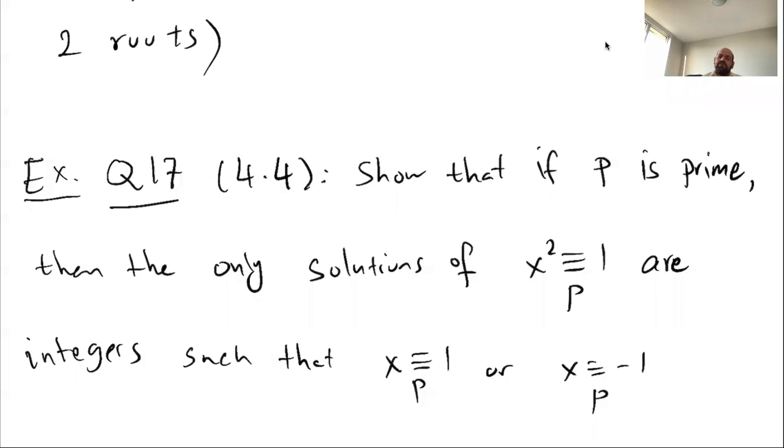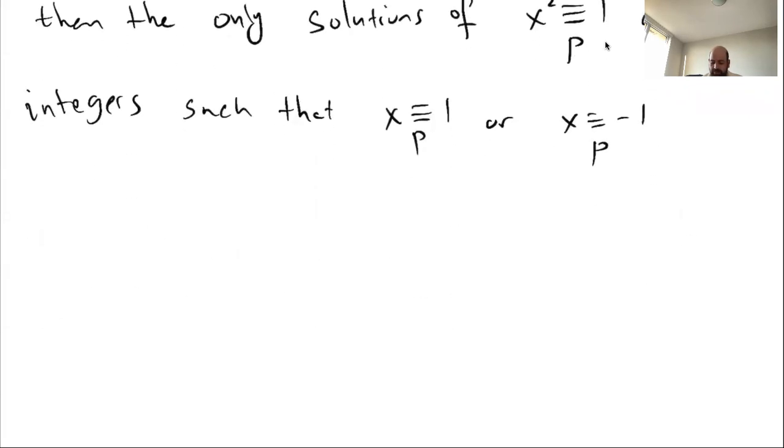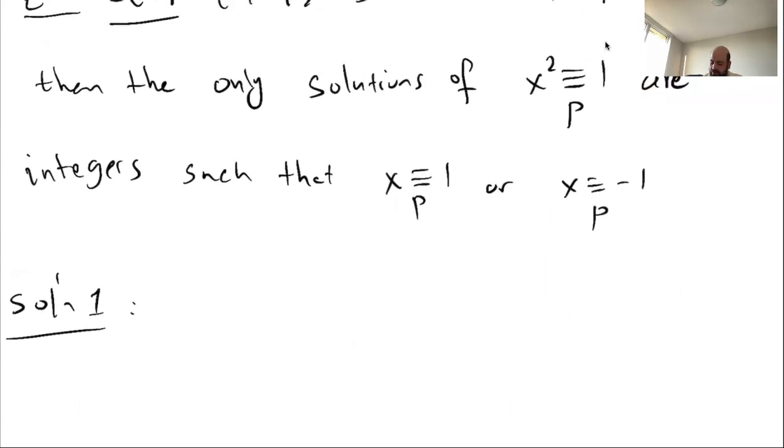Okay, we can solve this question with at least 2 different methods. So let me explain about this. Solution 1: because your book does not mention this Lagrange theorem, we can solve this question without using the Lagrange theorem as well. So my first solution is that, what do we want to solve? We want to solve x squared congruent 1 mod P.